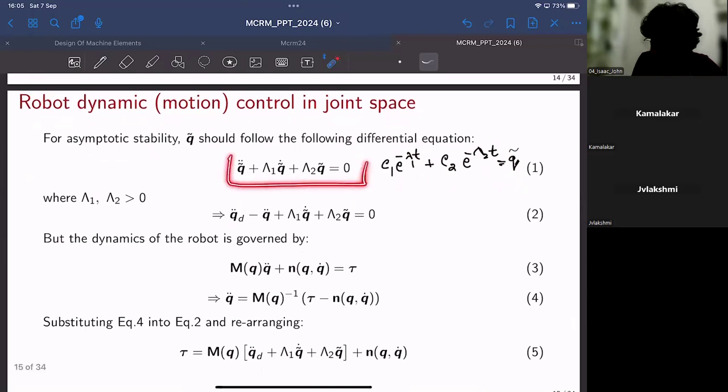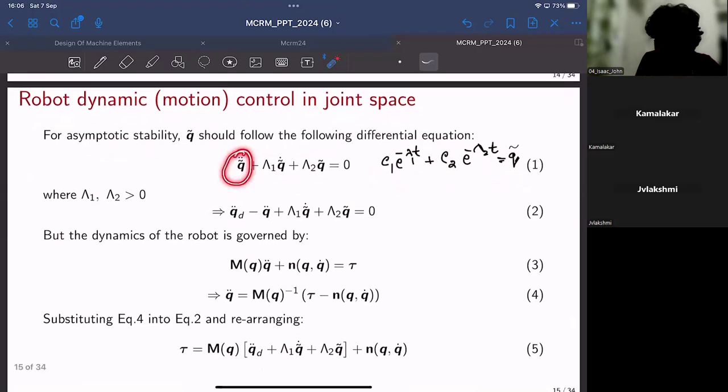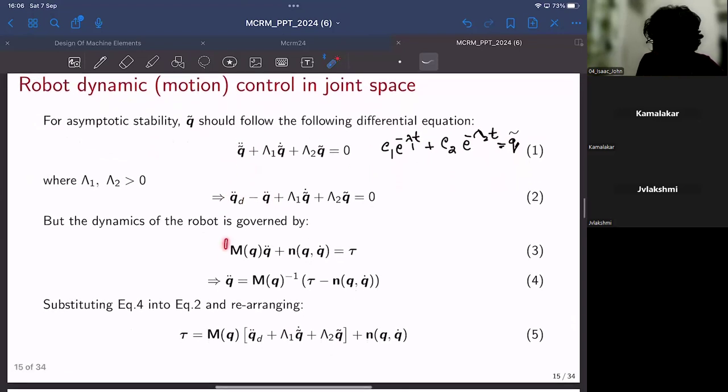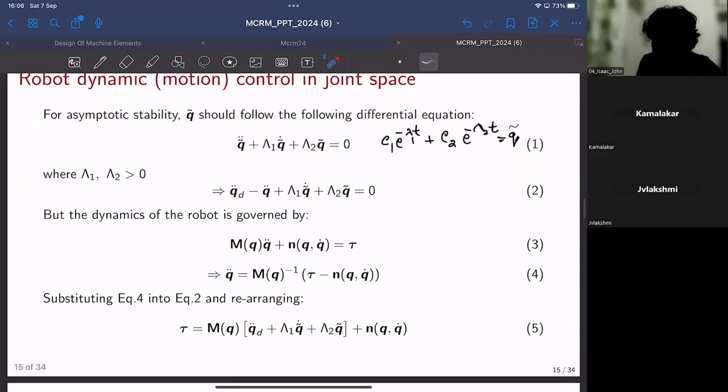So if this is how we want the system to behave, I'll simply replace this Q tilde double dot by these terms, right? Q tilde double dot is Q desired double dot minus Q double dot. But from the robot dynamics, we have this equation, and from this equation, I can find this Q double dot. It is nothing but a simple rearrangement of equation 3. Take this to the other side and multiply it with M inverse, you will get this equation.